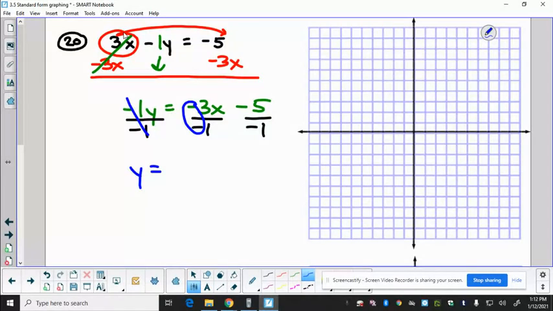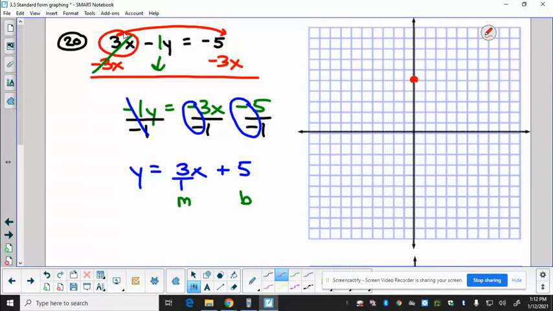Now, for graphing purposes, I'm going to rewrite that 3 as a 3 over 1. Because I need to remember that's my slope. There's my y-intercept. Let's go ahead and graph it. So first of all, let's start off with the y-intercept. Put a point on 5. Let's look at the slope. Up 3, right 1.